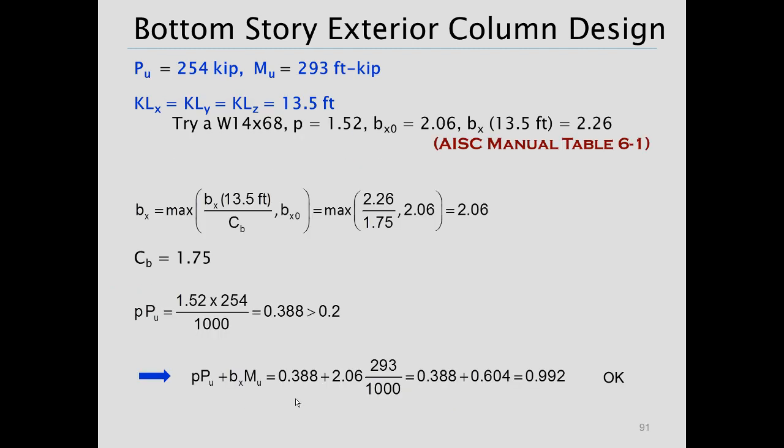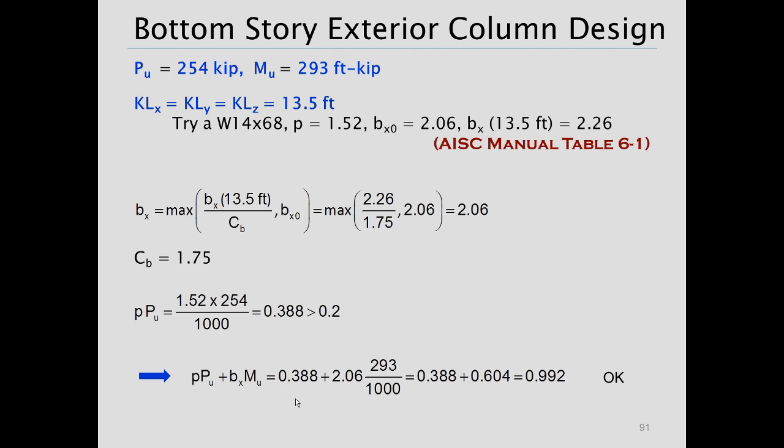Now given here, a good place to go is AISC Manual Table 6-1. So here the art to applying Table 6-1 is being able to rough out where do I dive in and try something. I'm going to dive in exactly to the right place here to save time and try a W14 by 68. We've got a KLX, KLY, and KLZ of 13.5 feet.